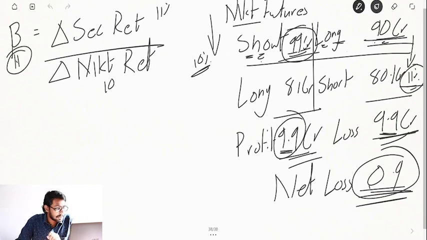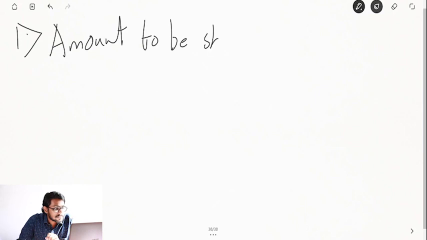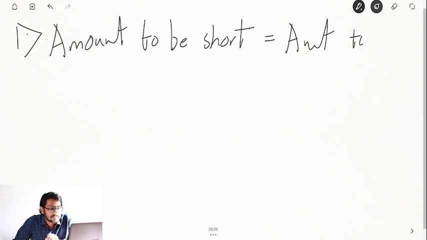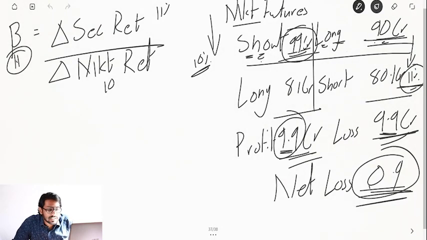Or in other words, very simple terms, step one, amount to be short is equal to amount to be hedged into beta. Okay, why into beta? Because there is this impact. A 10% effect over here will create an 11% effect over here. That 1.1 impact there, to correct that, you will have to be short not on 90 crores but on 99 crores. Only then your profit will be 9.9, profit and loss will set off each other and you will have a perfect hedging. Okay, so you'll have to be short on 99. What is 99? 90 into 1.1.